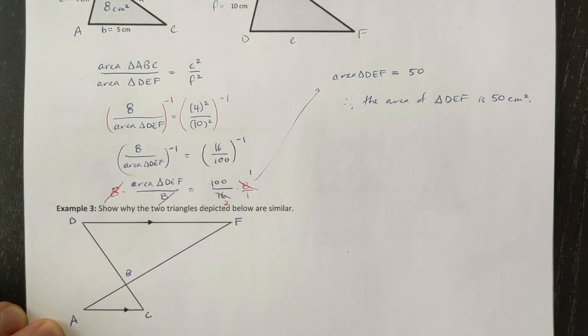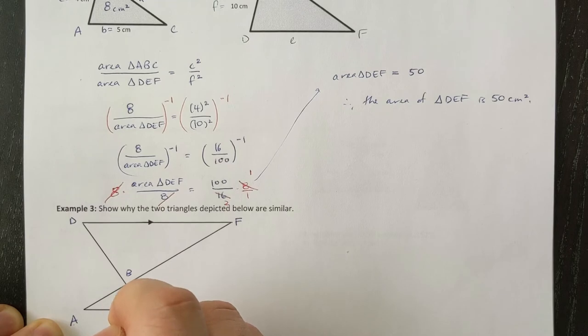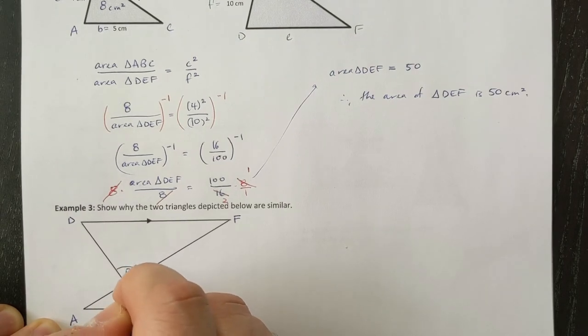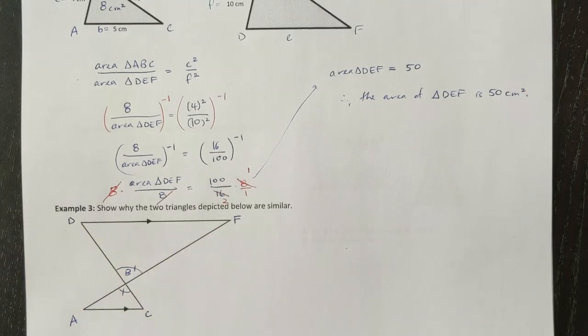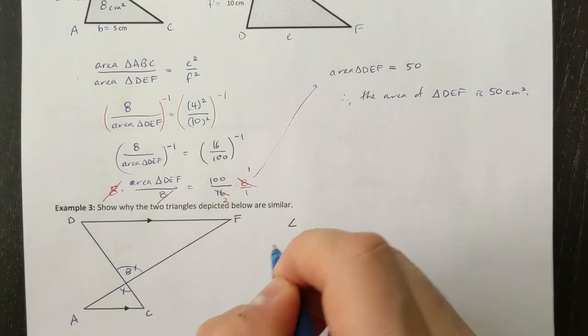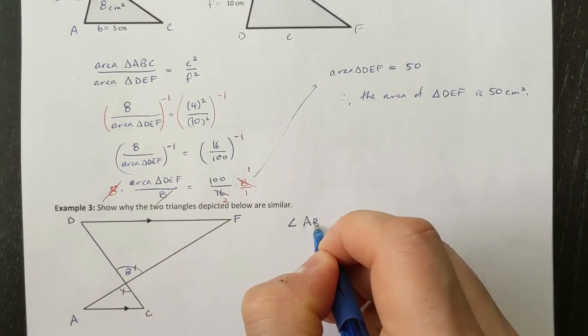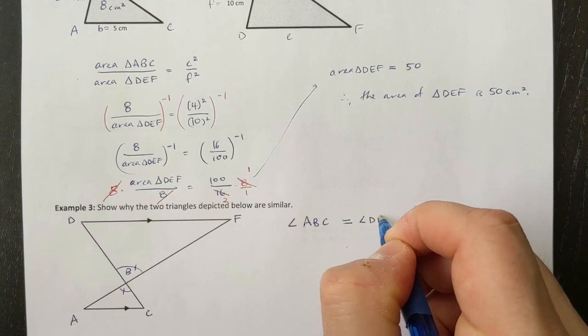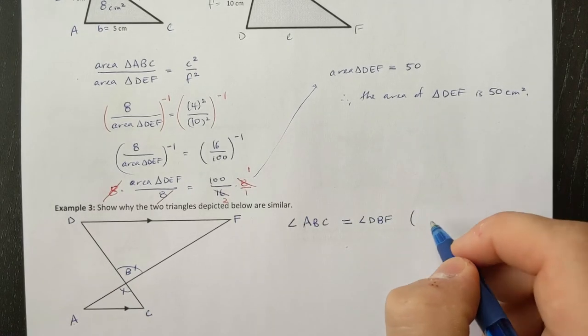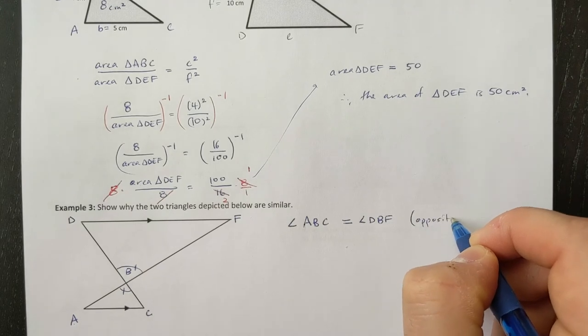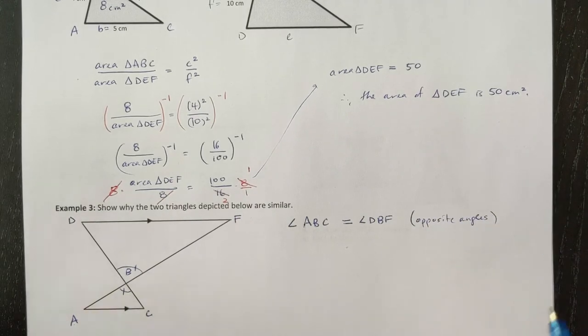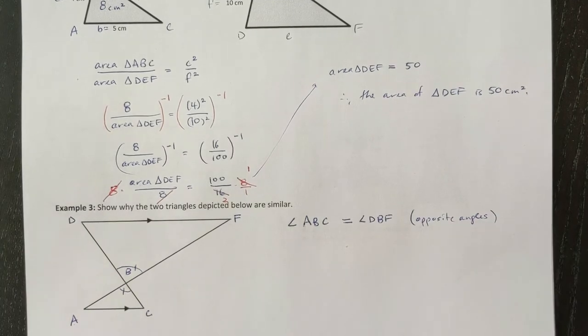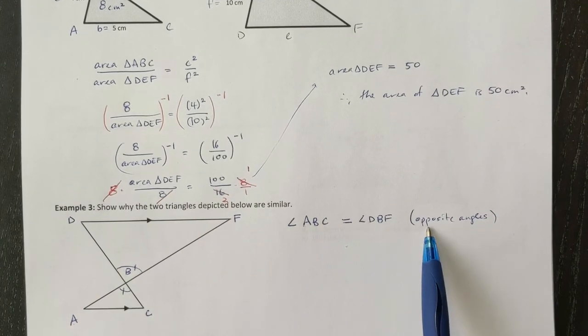So one thing that I know already is that angle ABC, so this angle right here and this angle right here, are the same because they are opposite angles. So what I can say is angle ABC is equal to angle DBF. And in brackets right there, I can write that they are opposite angles. And so anyone reading your work is going to know that these are equal because you stated the reason why.